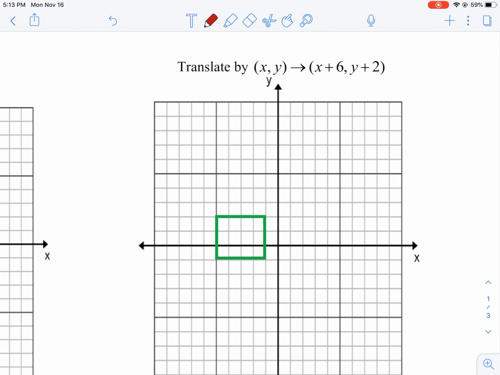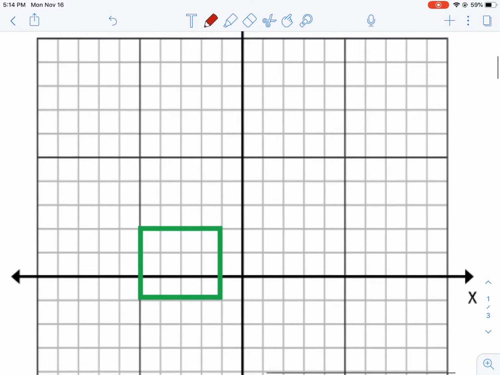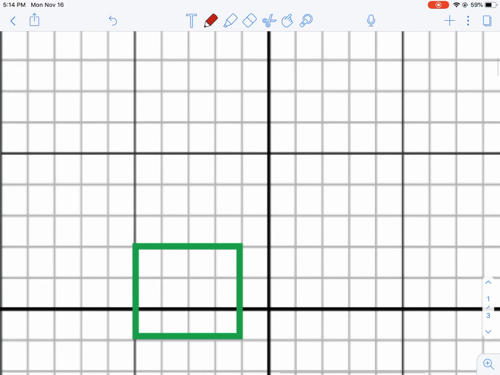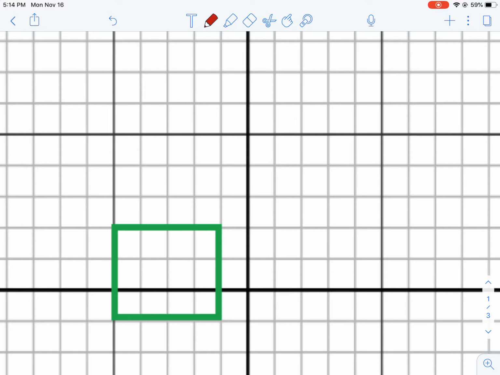Number 2, translate x plus 6, y plus 2. So x value, this is always left to right. So we're going to the right 6, y is up or down, plus 2, so we're going up 2. So we're going to the right 6 and up 2. So 1, 2, 3, 4, 5, 6, 1, 2. So we're moving to about right there.